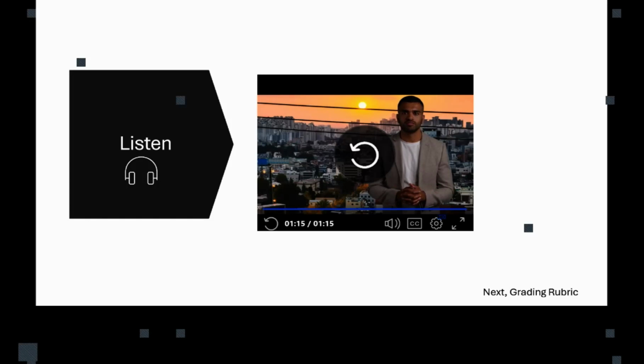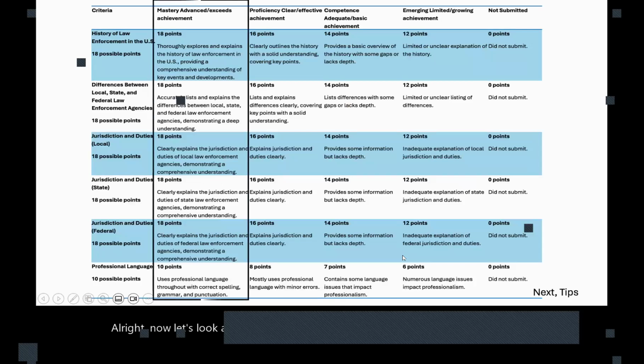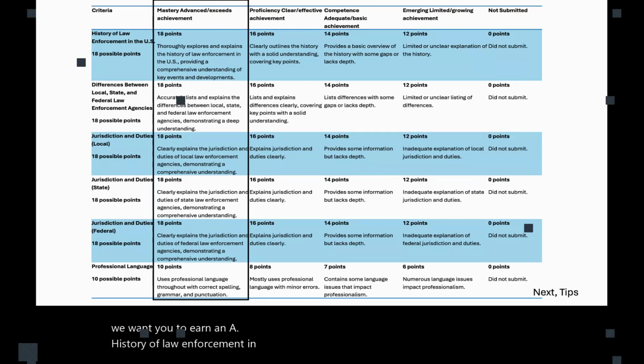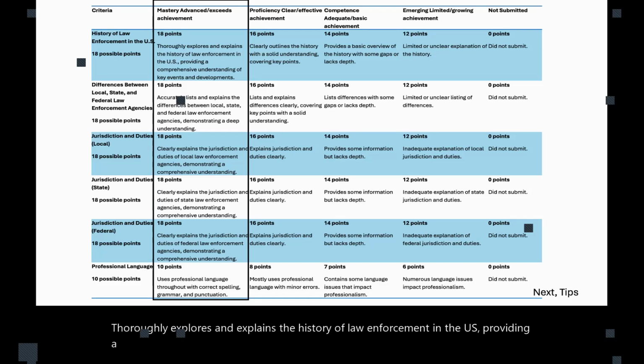All right, now let's look at the grading rubric. I always encourage you to look at the criteria as well as the master column, because we want you to earn an A. History of law enforcement in the United States is worth 18 points. Thoroughly explores and explains the history of law enforcement in the U.S., providing a comprehensive understanding of key events and developments.